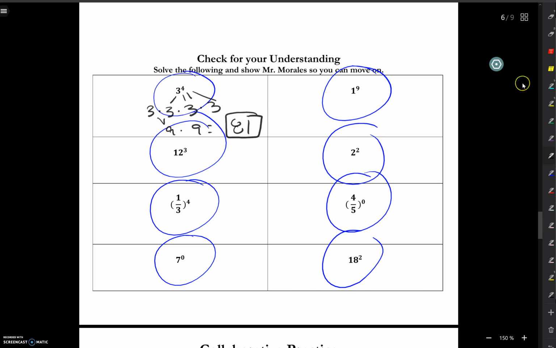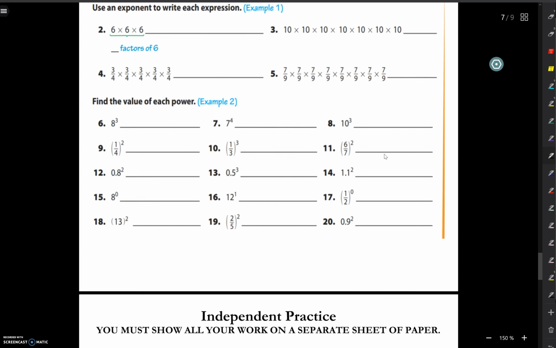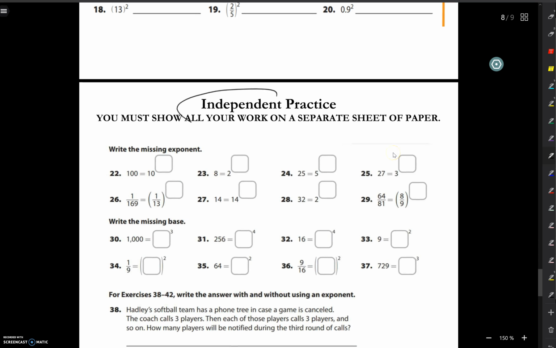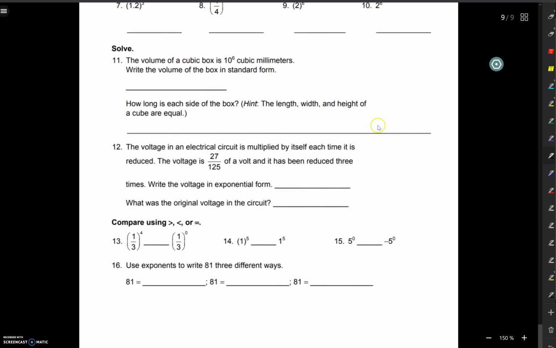And so this is what I want to see. I'm going to check all of these answers. When you're done, you can move on to collaborative practice. After the collaborative practice, I'm going to be checking all of these. I want you to move on to independent practice. And then we have some more independent practice.